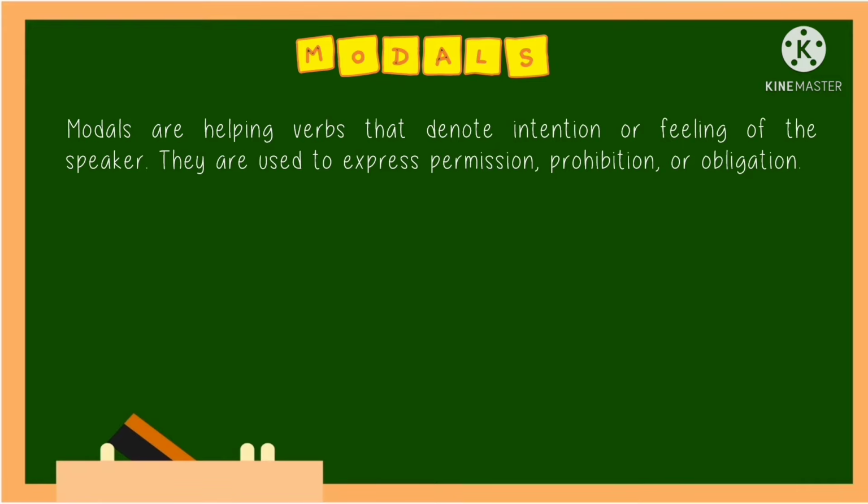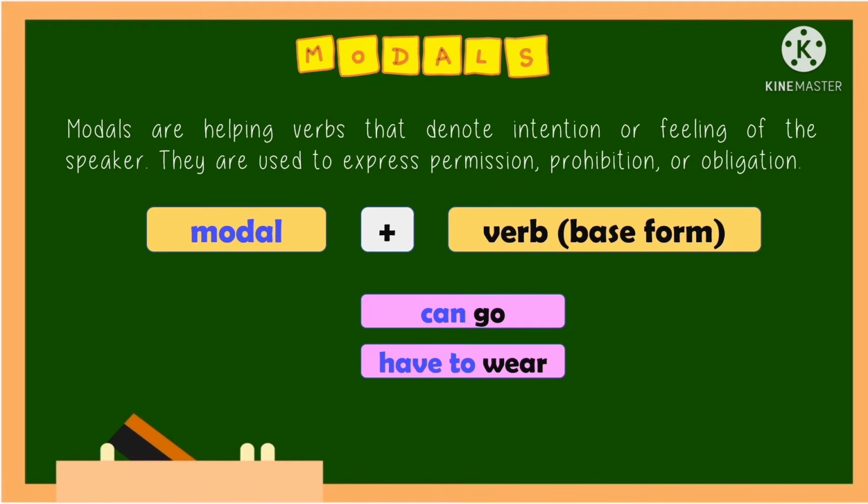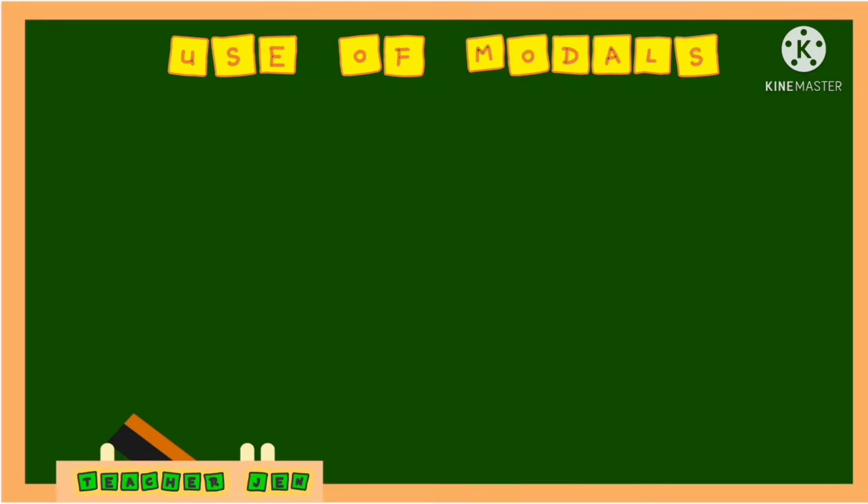How are modal verbs being formed? Take a look at this formula. Modal plus verb. Take note that the verb that follows a modal is in its base form. For example, can go. Can is the modal and go is the verb in its base form. Have to wear. Have to is the modal and wear is the verb in its base form. Can borrow. Can is the modal and borrow is the verb in its base form.